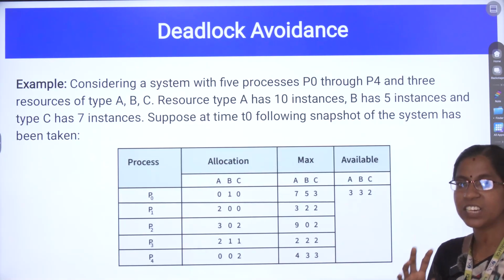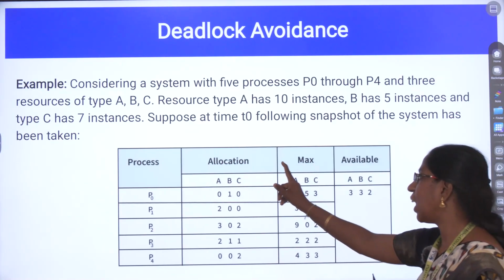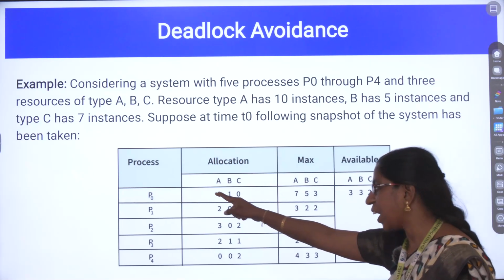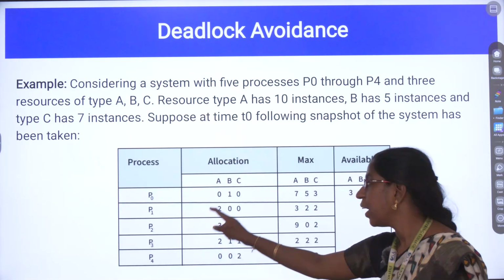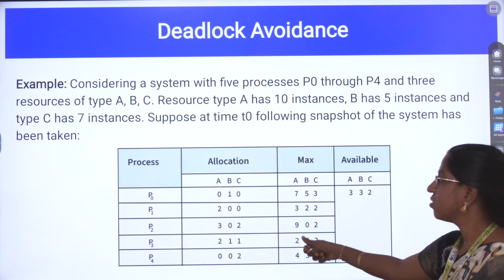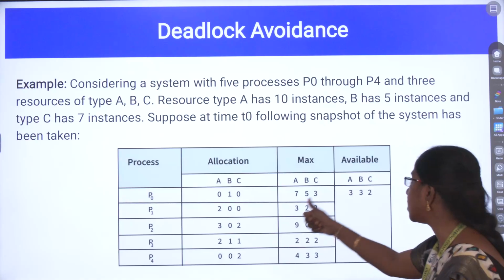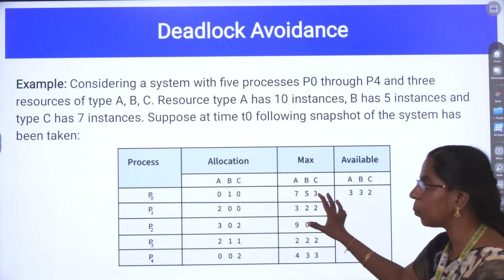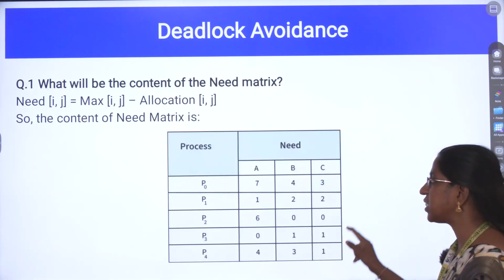Here we have 3 important things: allocation, maximum and available. So we have 5 processes and 3 resources. This is the snapshot at the time of T0. Now we move on to some questions.